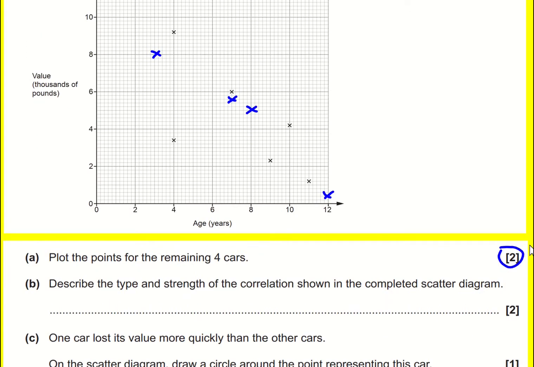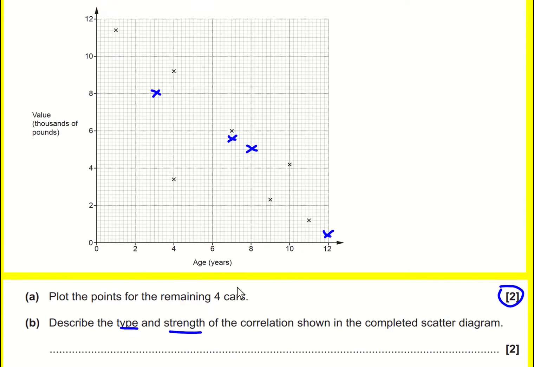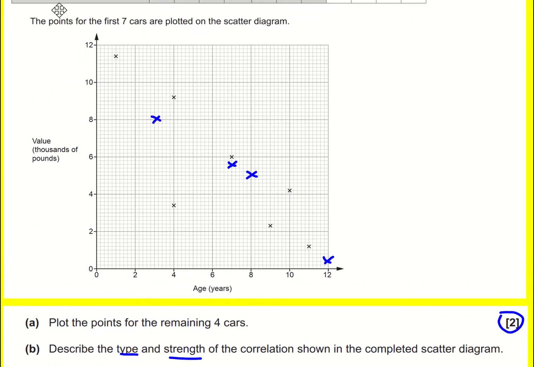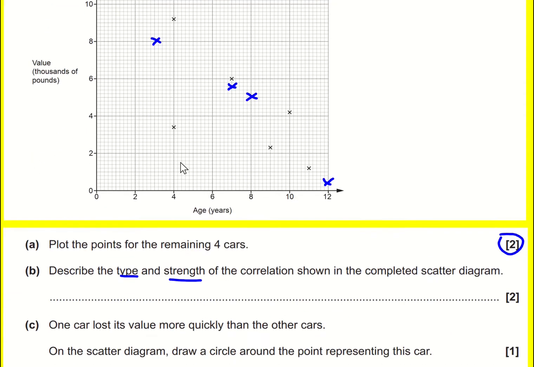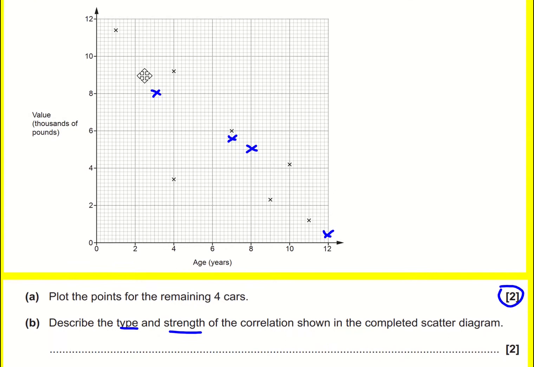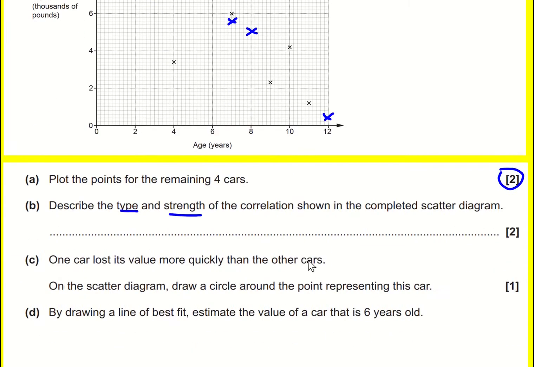Describe the type and strength of the correlation shown in the completed scatter diagram. It's negative correlation because I've got a negative gradient, because as the age increases, the value decreases. We say it's negative, and it's pretty strong. Apart from this one point here, it's pretty well on a straight line. You could argue maybe it's moderate. I think that should be accepted as well, but I'm going to write strong negative correlation.